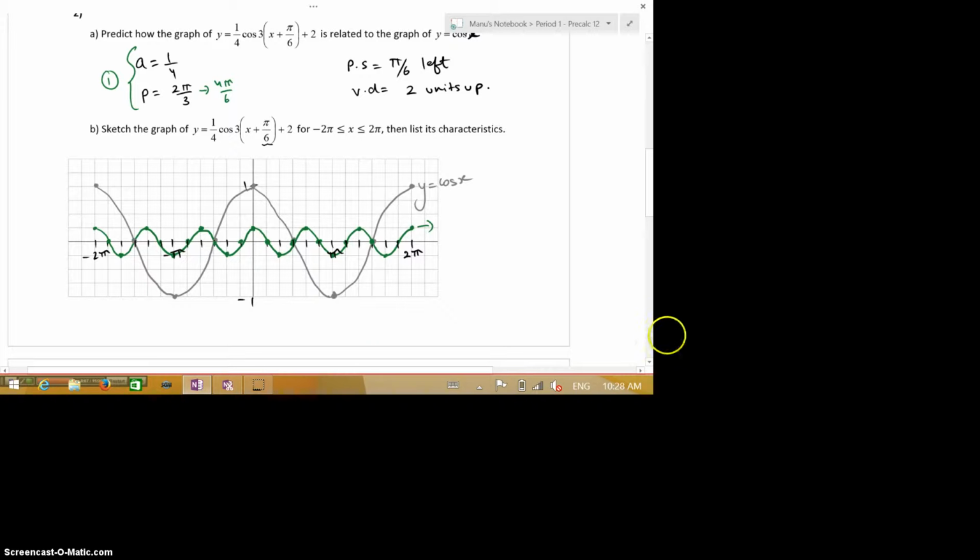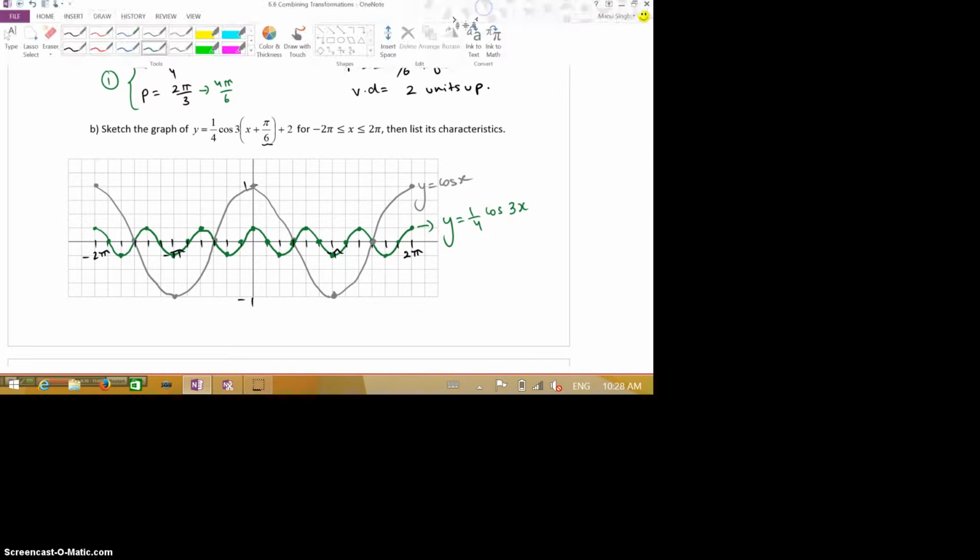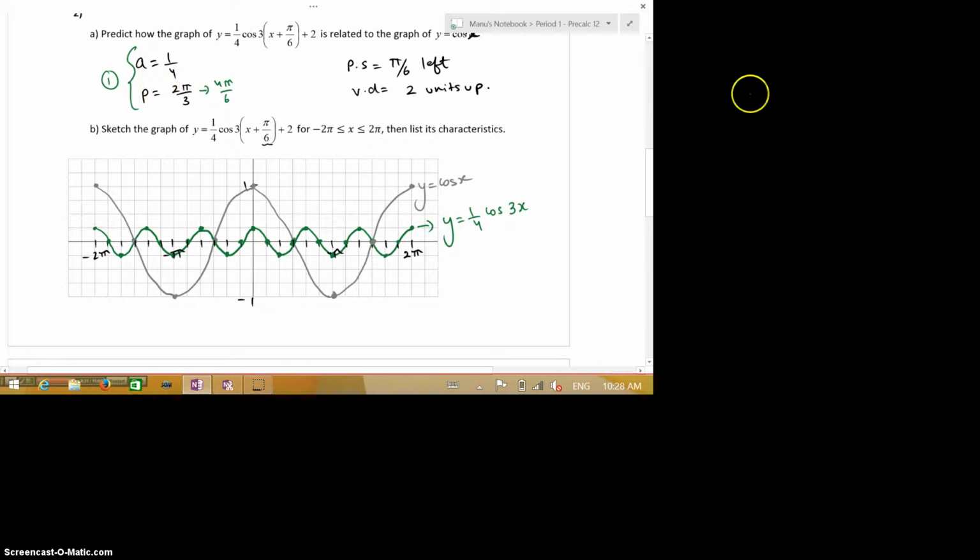Okay, this is the graph of y equals 1/4 cosine 3x. I've only applied the amplitude and the period. I haven't applied any phase shift or vertical displacement yet. Now I can go ahead and apply the vertical displacement and phase shift. Each point is moving pi over 6 to the left, 2 units up.